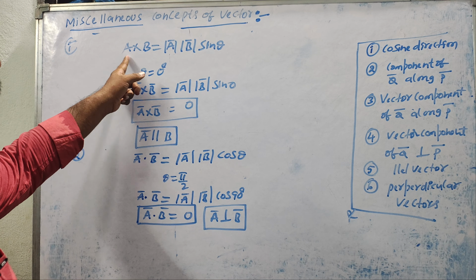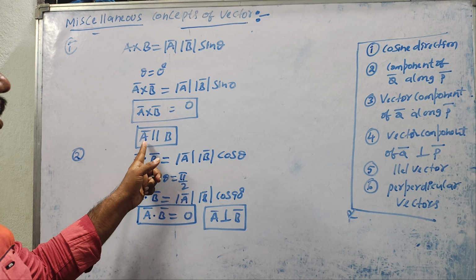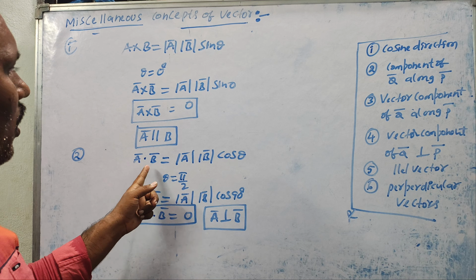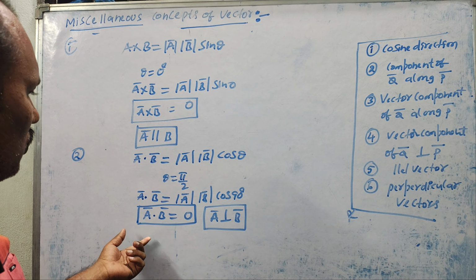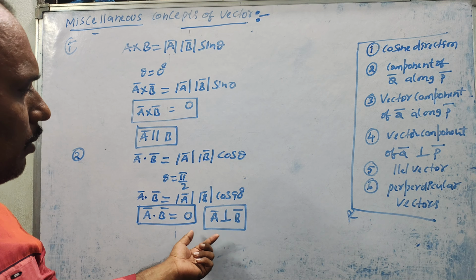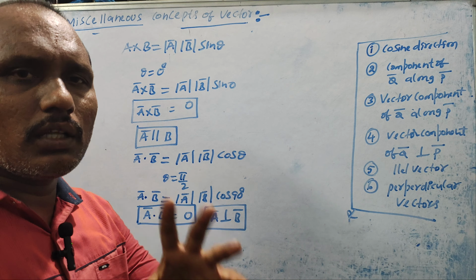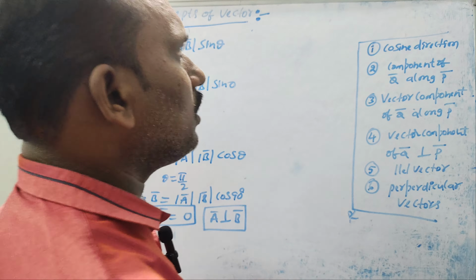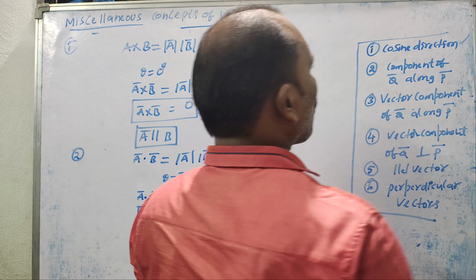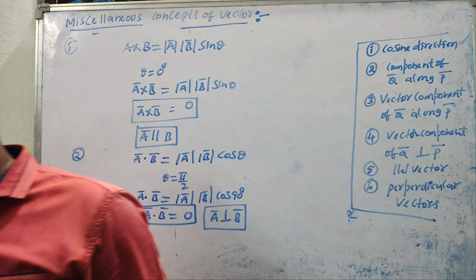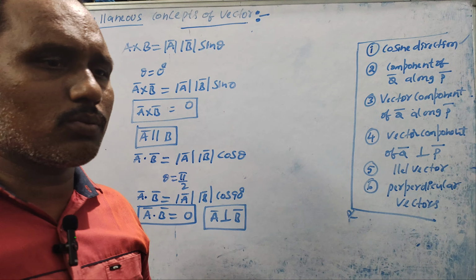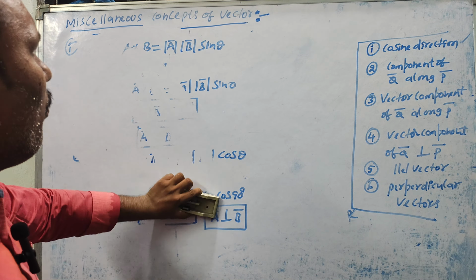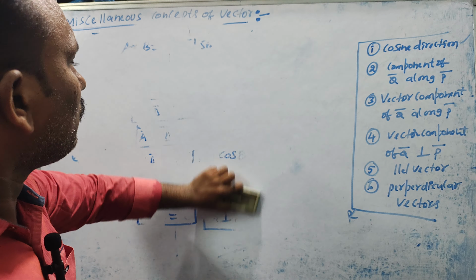When you are doing the problems, these two are very useful for us. So when a cross b bar becomes 0, the vectors are parallel. And when a bar and b bar are perpendicular, a bar dot b bar becomes 0. Then we conclude that the given vectors a bar is perpendicular to b bar. So that is what we were dealing with regarding direction cosines and miscellaneous concepts in cross product and dot product. Now we move on to the component of q bar.